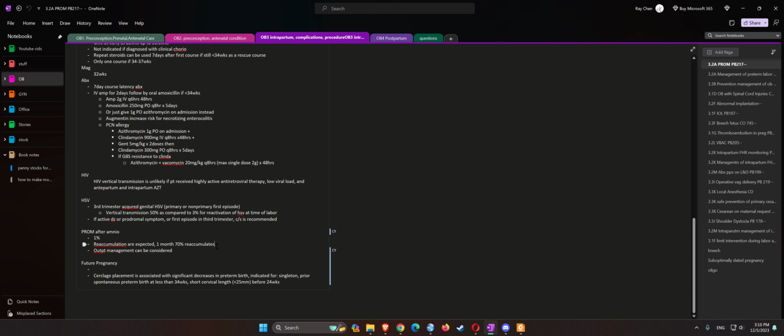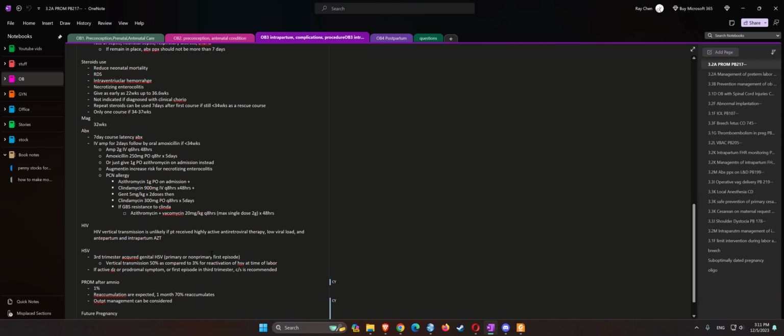Okay, what if the patient has a history of HSV? In this case, I would ask the patient if she was having any prodromal symptoms, when was her last outbreak, and I would begin valacyclovir, and I would assess for any herpetic lesions.